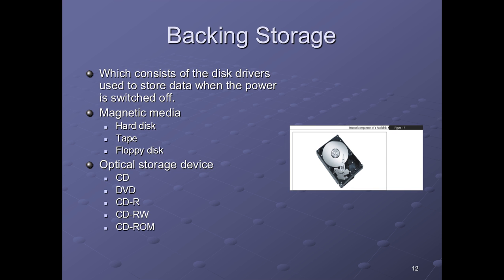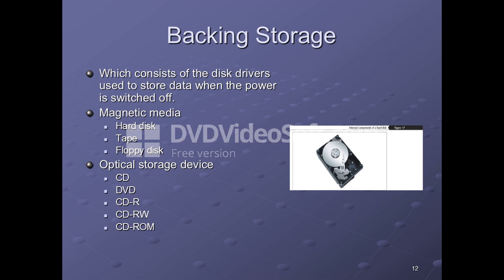We are using two types: magnetic media, where hard disk, tape, and floppy disk come inside there, and optical storage devices, CDs, DVD, CD-R, CD read and write, and CD-ROM used for that purpose.